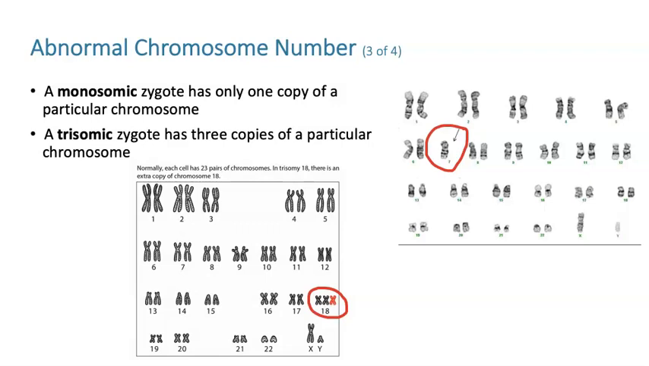So we can categorize these abnormal chromosome numbers with a couple of words. The first word is monosomic, and a monosomic zygote has only one copy of a particular chromosome, like this zygote here. Or you could be trisomic. Sorry, I was pronouncing those words wrong. You could be trisomic, like we see here with chromosome 18, which ends up with Edwards syndrome. Again, with trisomic, the zygote has 3 copies of a particular chromosome.